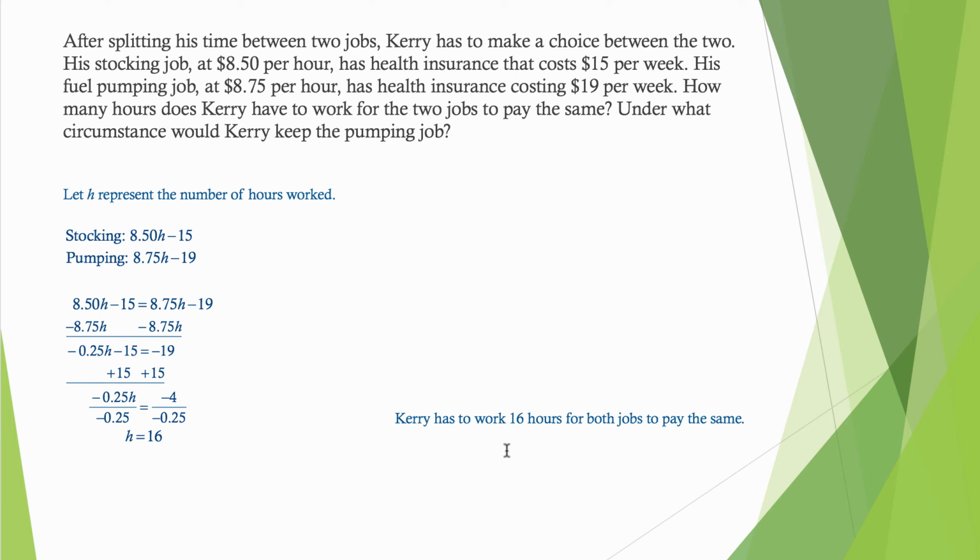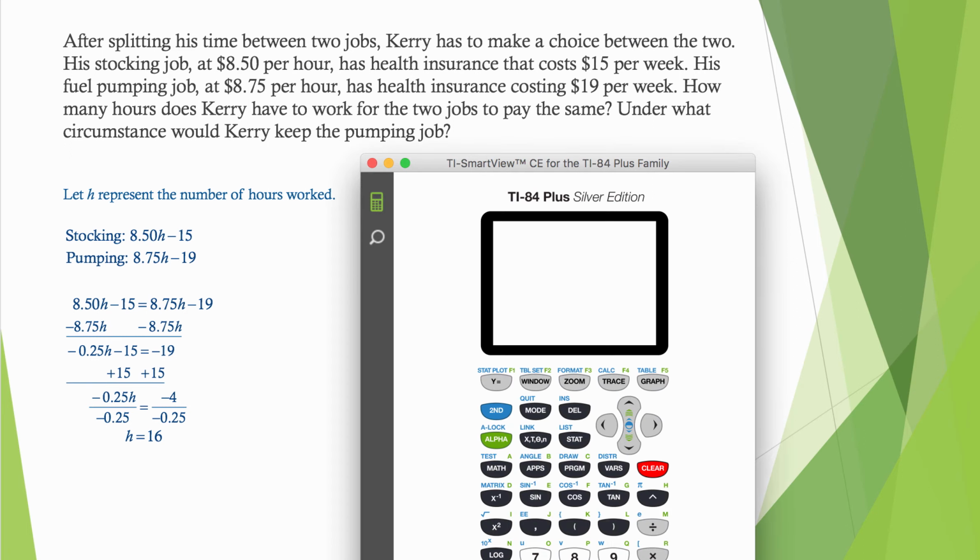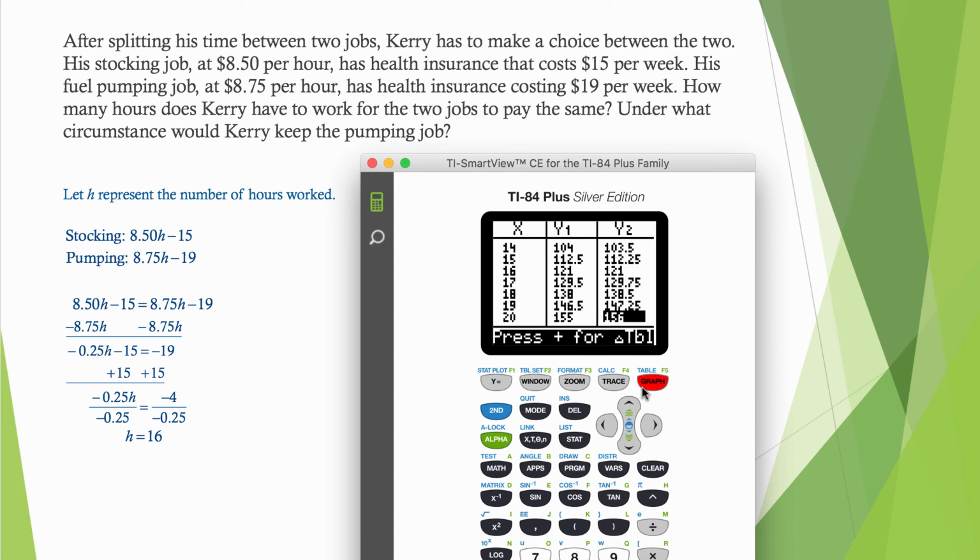And we could show that using the table on our graphing calculators. In y equals, I'm going to put the stocking job into y1 and the fuel pumping job into y2. We can then look at the table. We see at x equals 16, y1 and y2 are the same value, which is what we showed algebraically, that the jobs pay the same after 16 hours worked.